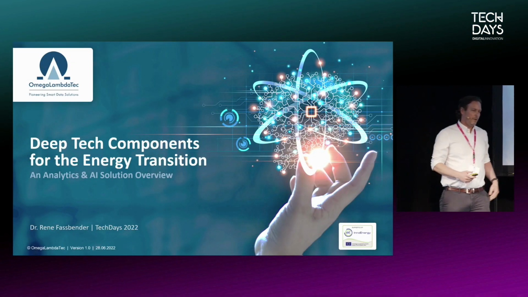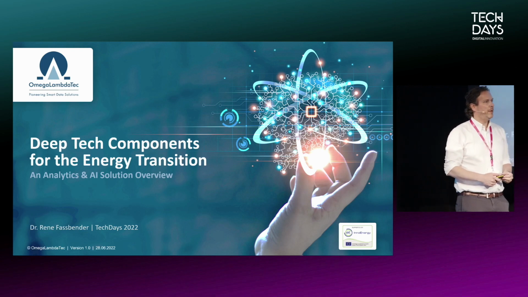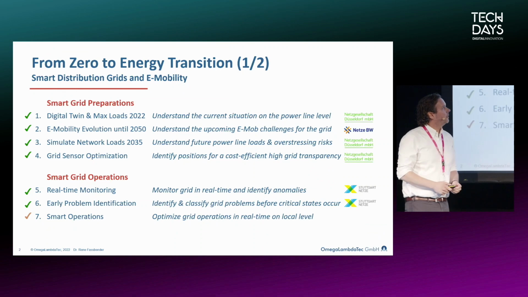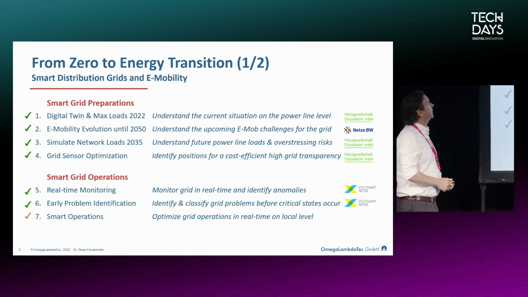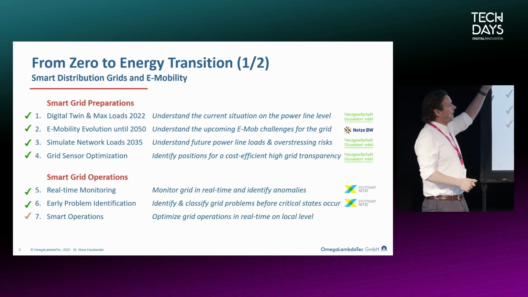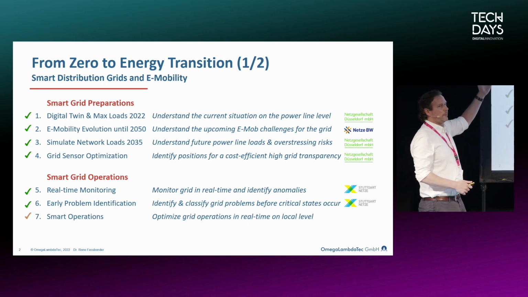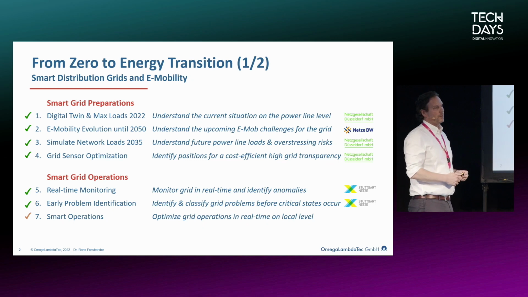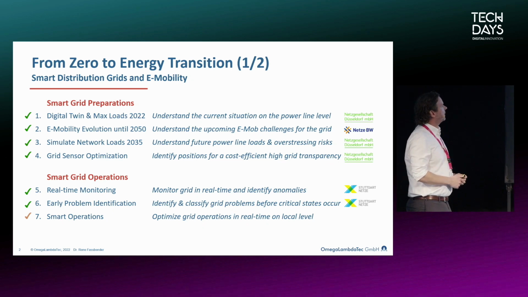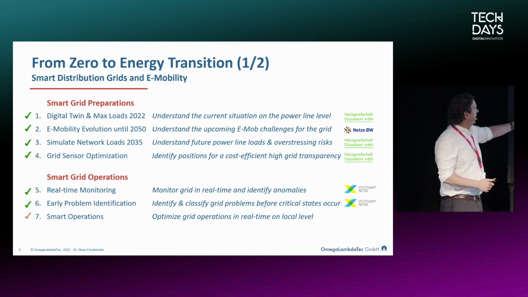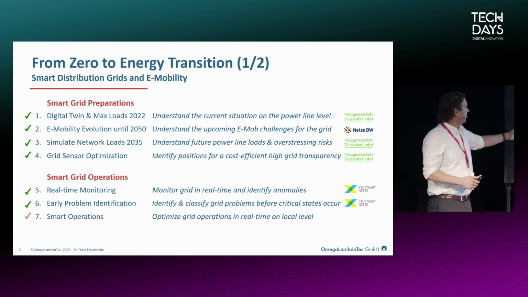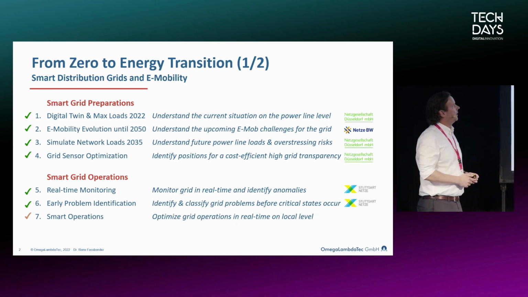The energy transition is mostly taking place in the distribution grids. So my first slide will focus on smart grid solutions for low voltage networks. Here in red, you see the topics. We have smart grid preparation, so this is the topic that most DSOs are dealing with now. Then we have smart grid operations for later on. On the left-hand side, green means the solution is basically operational, and orange means it's on the prototype level.